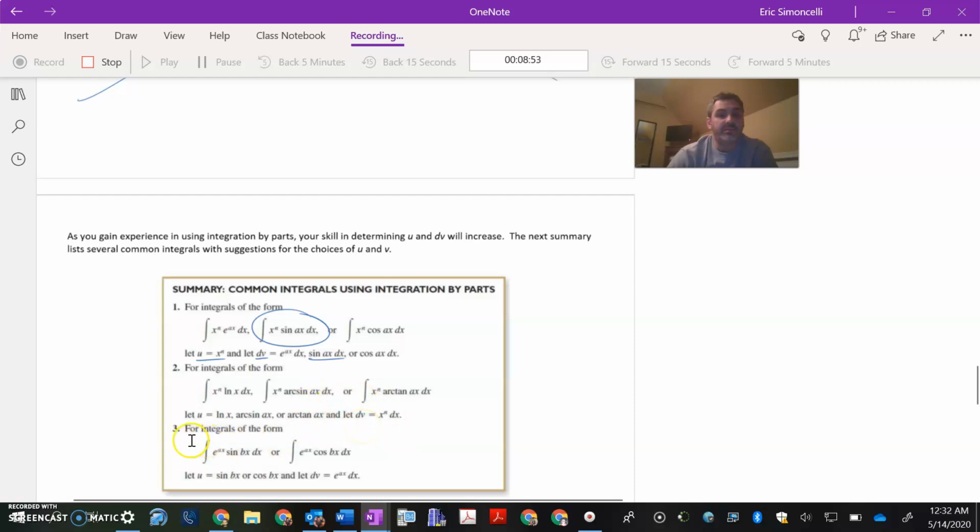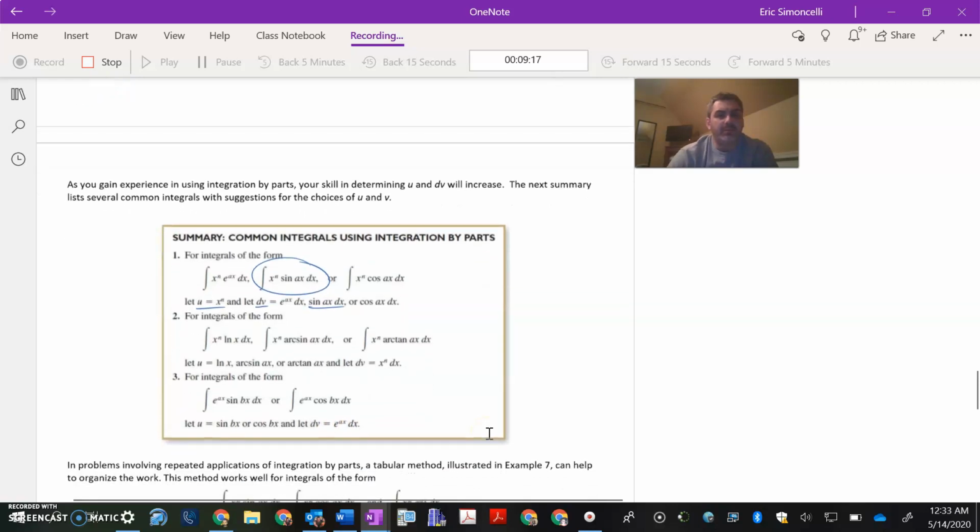And lastly, number 3, integrals of the following form: the integral of e to the ax sine bx dx, or the integral of e to the ax cosine bx dx. We'll let u equal the trig part of the expression, sine bx or cosine bx for that matter, while dv will equal e to the ax dx.